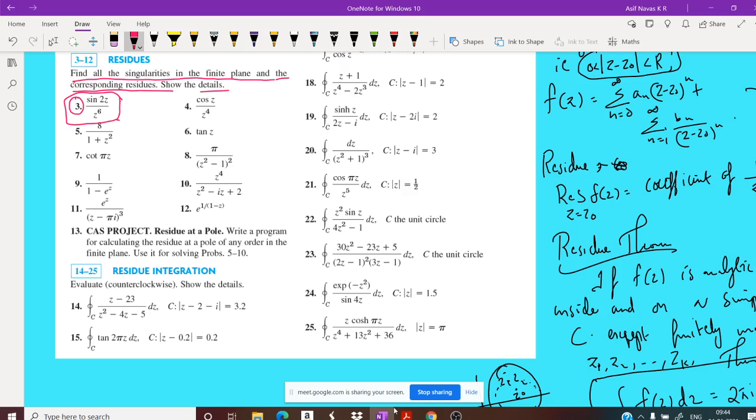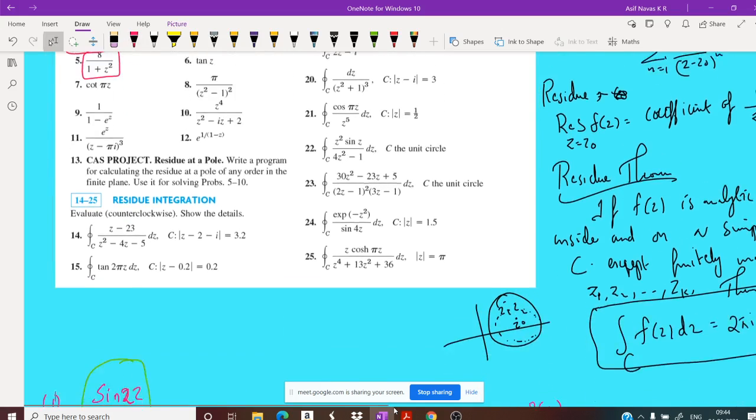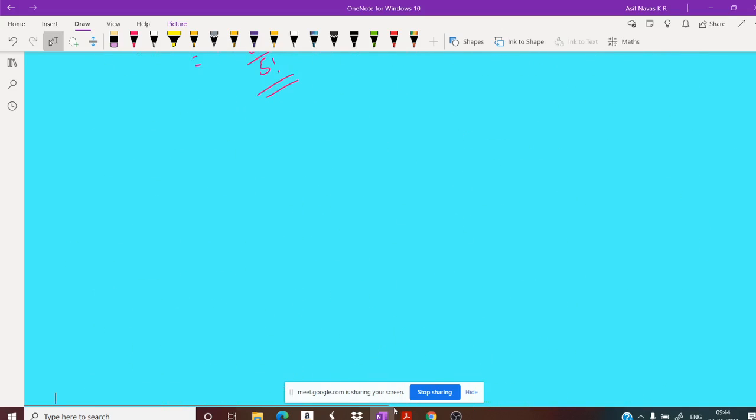Now I will take the next problem, 8 by 1 plus z square. So how to do this? What are the singular points? Tell me. The singular points are plus or minus i.